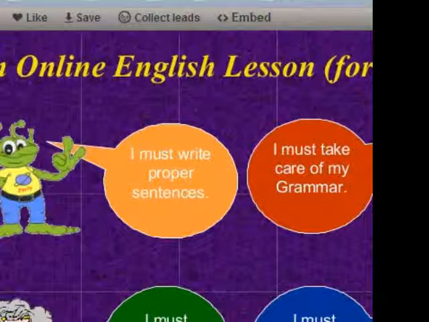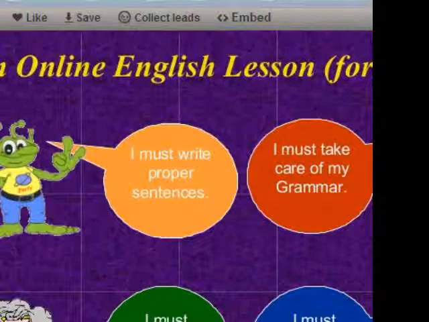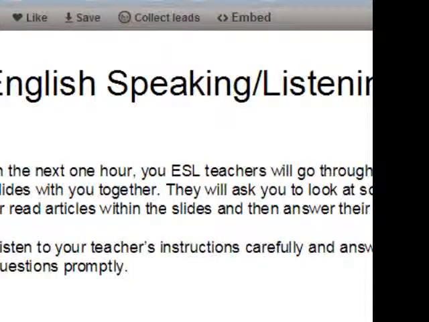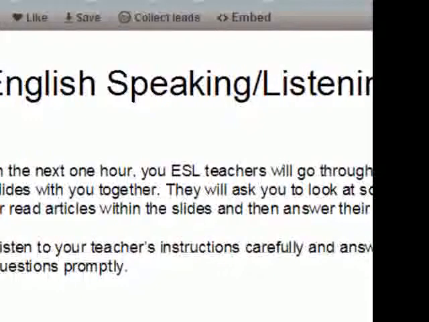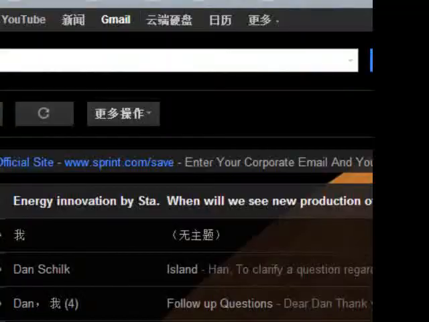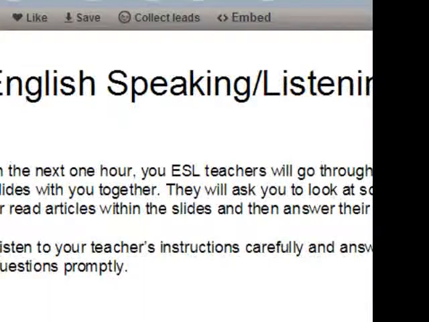That's great. Can you see there are a few small arrows at the bottom of the presentation? Can you click this next slide arrow? Click it now. Oh, yes. Okay. What do you see there? English speaking, listening unit. Okay, can you read it?